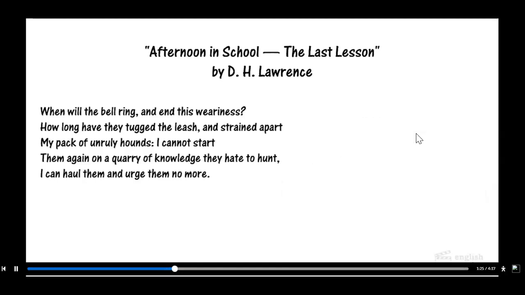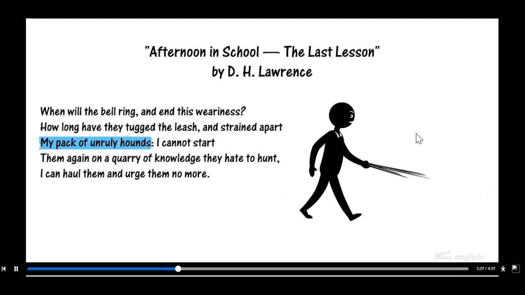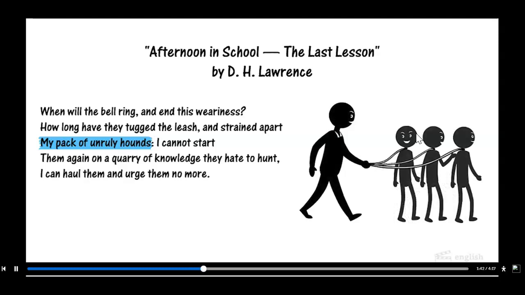What do you think of when you read, my pack of unruly hounds? Looks like he's having a hard time controlling those dogs, and that's how Lawrence's character is describing his students. Notice that Lawrence doesn't say they, the students, are like a pack of hounds. He said they are a pack of unruly hounds.